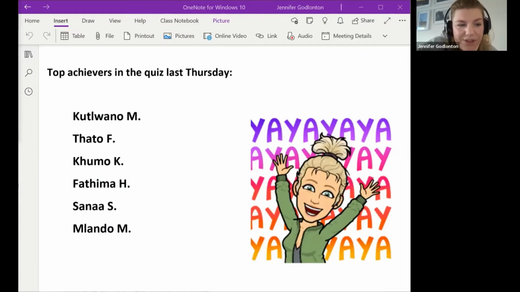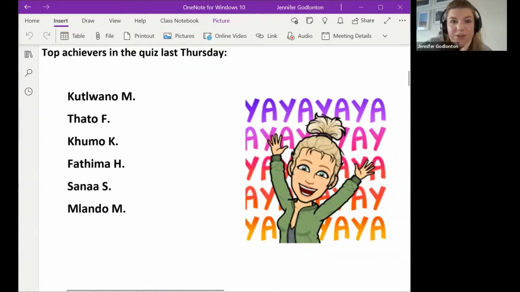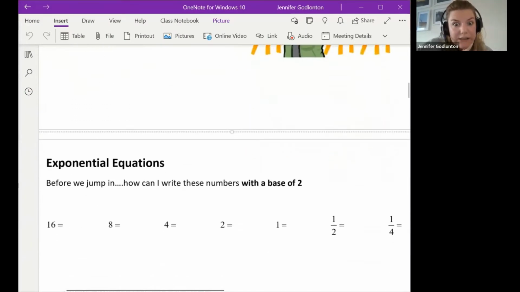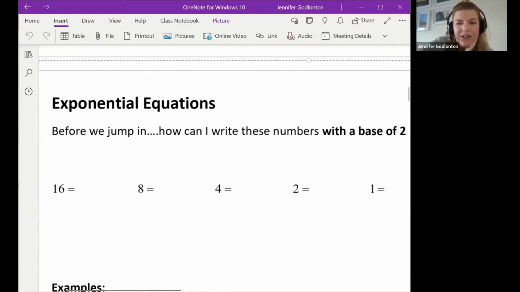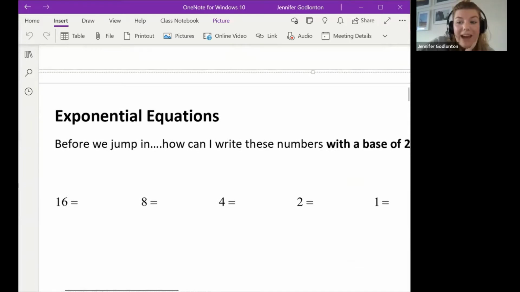Okay, today we are going to move into the realm of exponents. So we are going to look at exponential equations. So that's when we have something where we have a base and then we have an exponent.